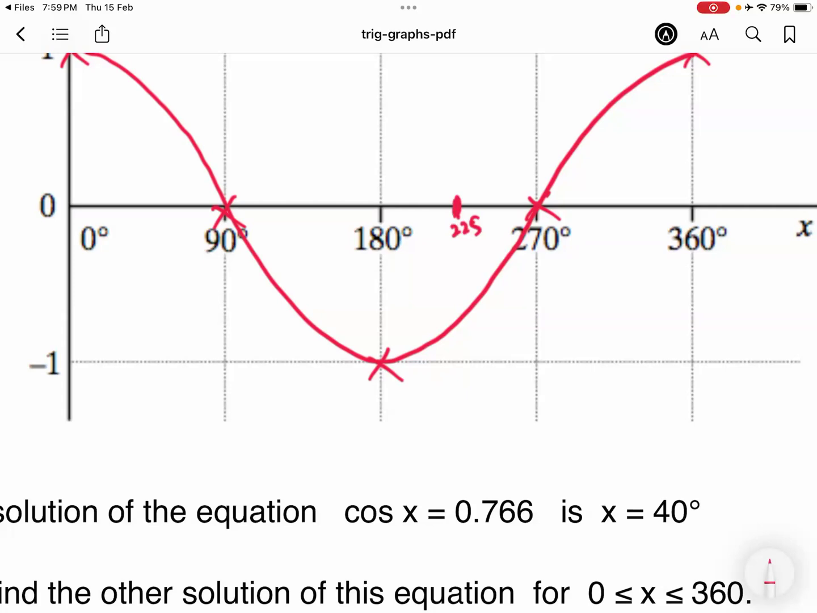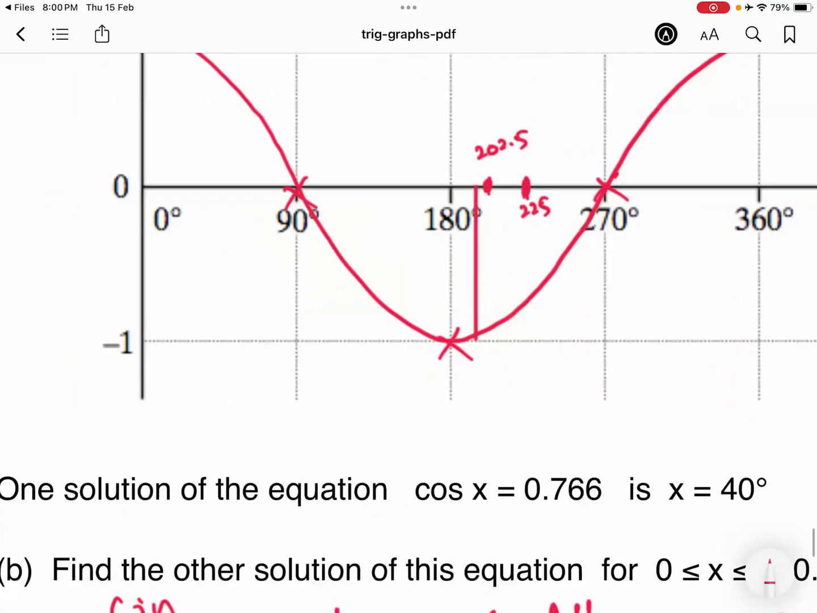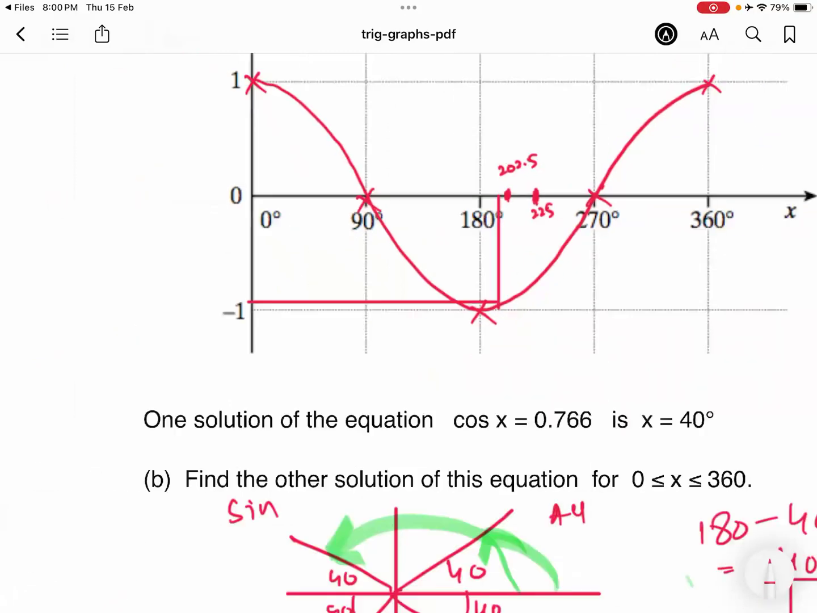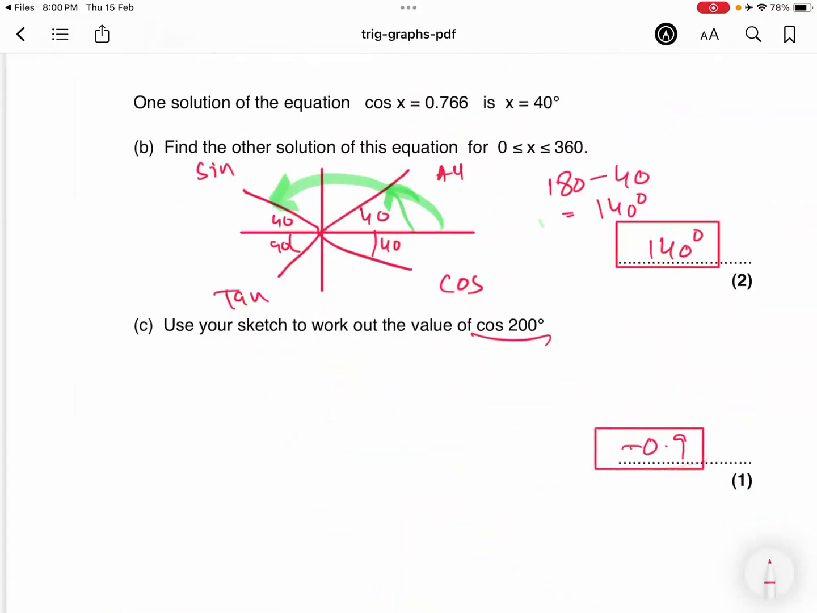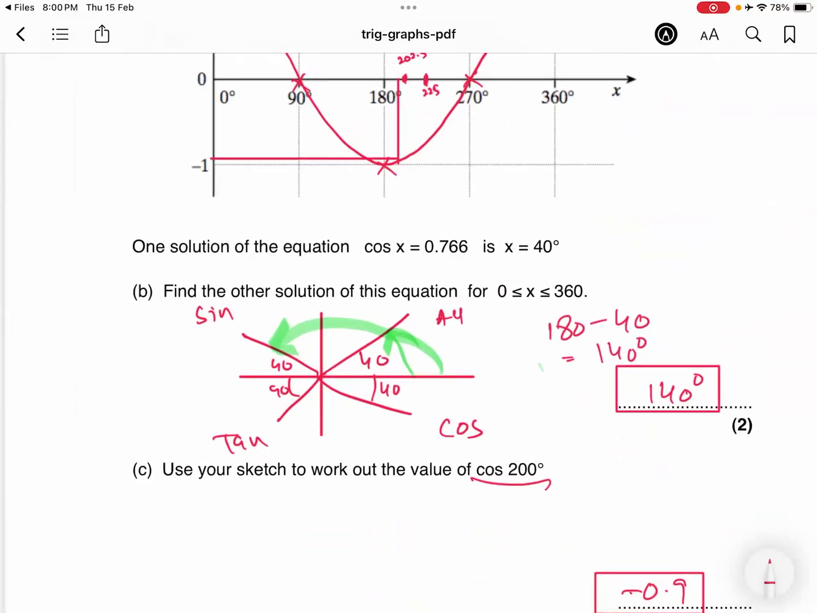What is the midpoint of these two? 180 plus 225 divided by 2. I want to find the midpoint here. That is 202.5. So a bit before that. So this is my answer, and this answer is, for example, minus 0.9. It will have some error because it is estimated without the help of any boxes. Is this clear, everybody?